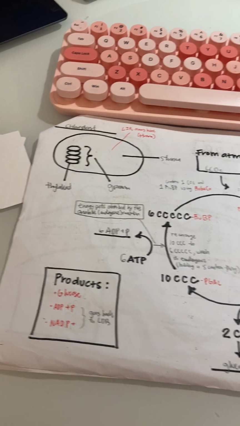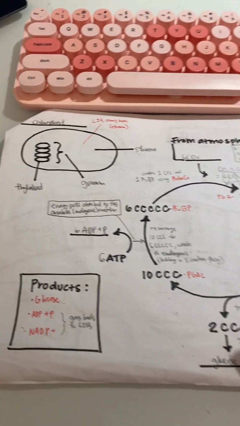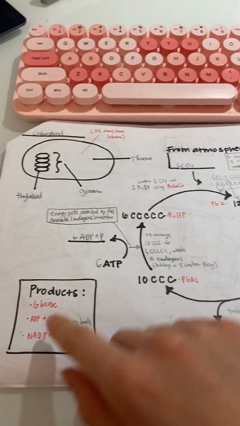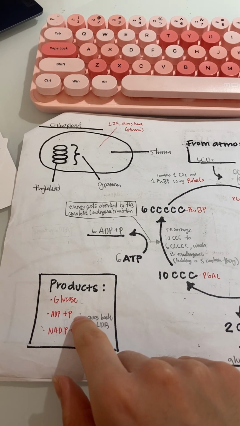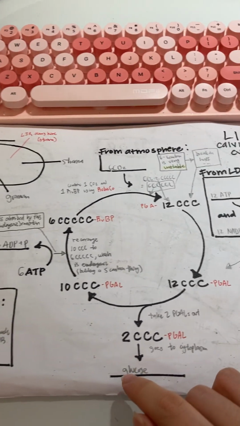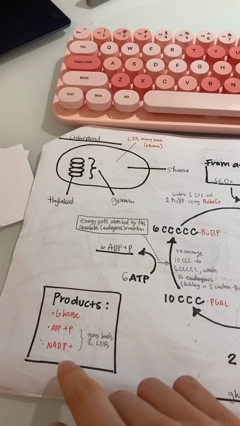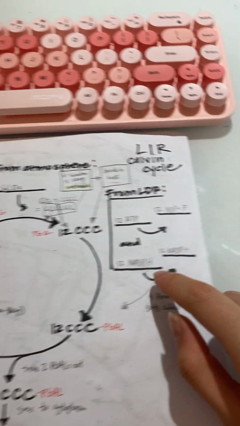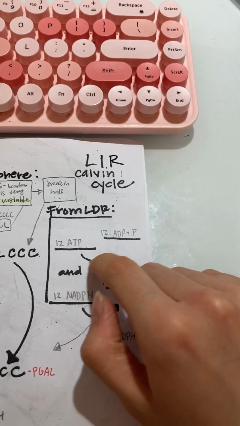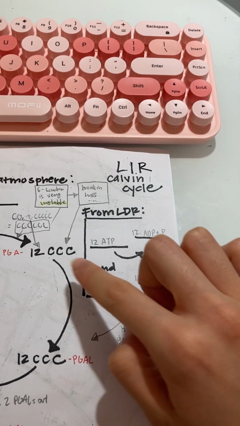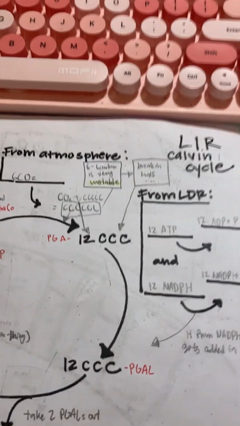And so basically what we get from this entire cycle is glucose, ADP plus P, and NADP plus. We get glucose from the PGALs. We get ADP plus P and NADP plus from over here, when they're trying to add stuff into PGA to form PGAL.